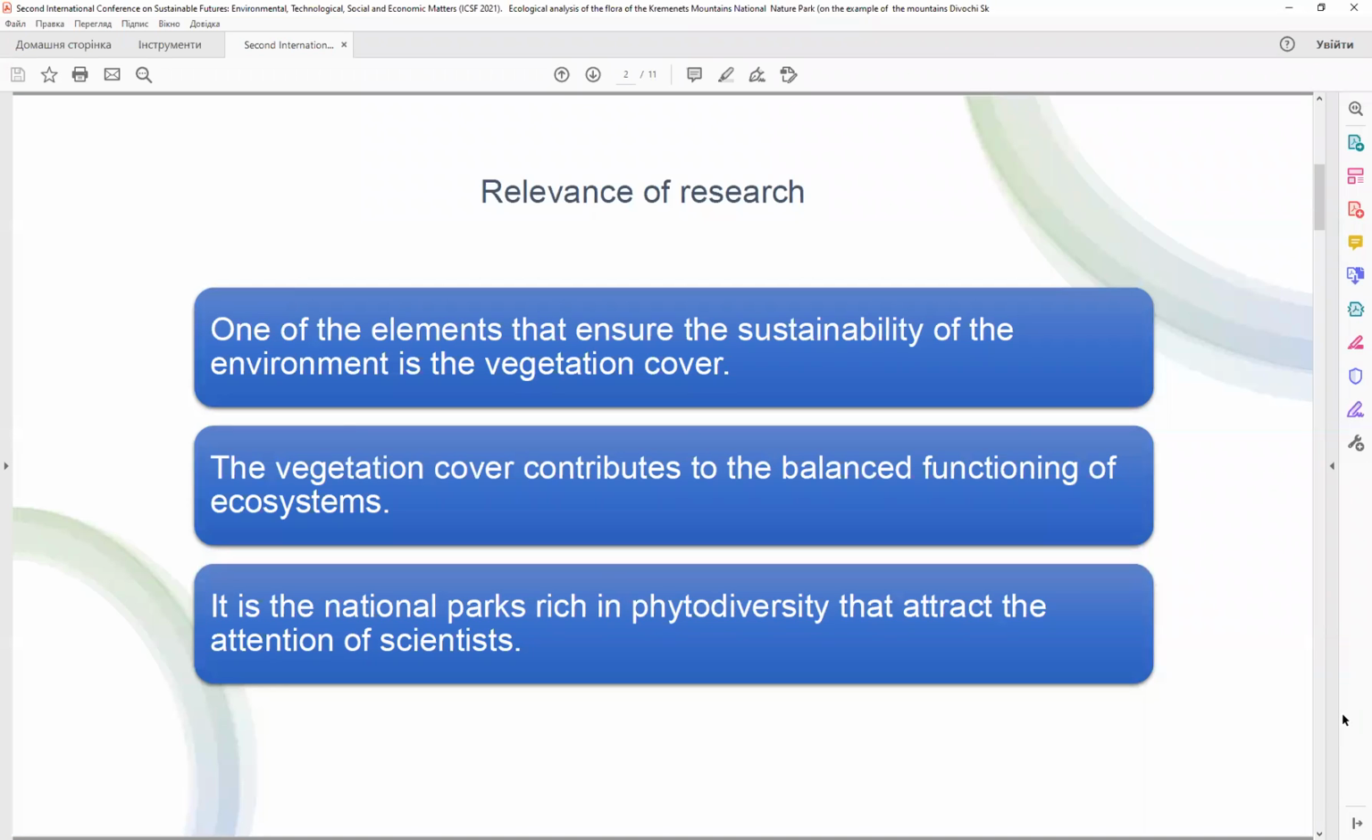One of the elements that ensure the sustainability of the environment is the vegetation cover. Vegetation cover as an autotrophic component provides energy through photosynthesis and together with the heterotrophic component is the key to the normal function of ecosystems. In natural ecosystems, the vegetation cover is represented by a wide variety of species and life forms. In all ecosystems, vegetation plays a particularly important environmental and self-organizing role. It is the national park rich in phytodiversity that attracts the attention of scientists.